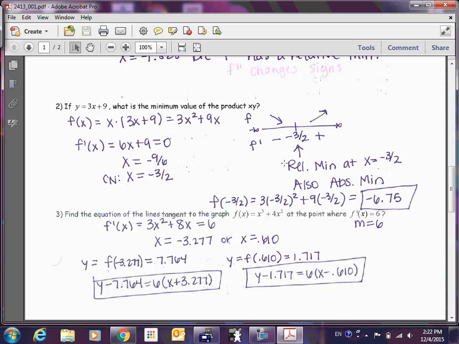And if you were confused about relative or absolute min, like which one, it didn't say in this problem, they ended up both being the case.